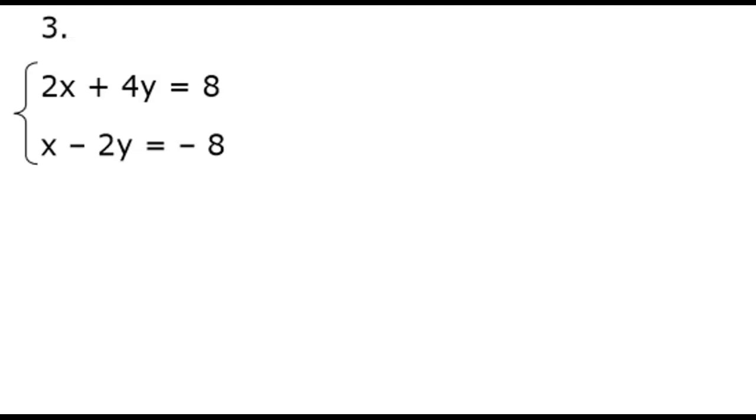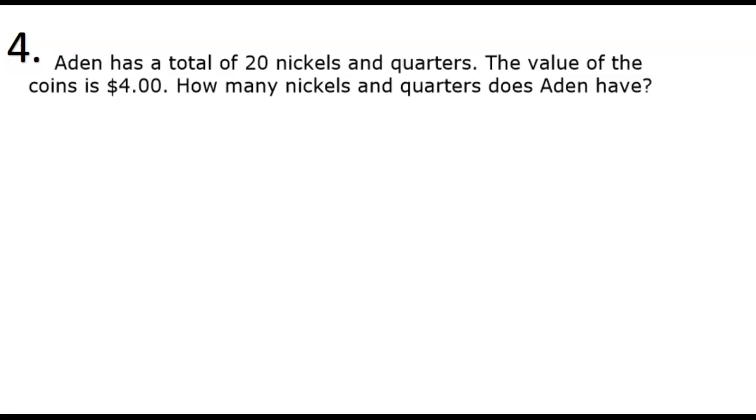And our favorite kind of problem, a word problem. So what are the important pieces of information out of this word problem? Well, we have a total of 20. And the coins are $4. Yes, we need this too. Now, there's some information left out of this problem because it is common knowledge.